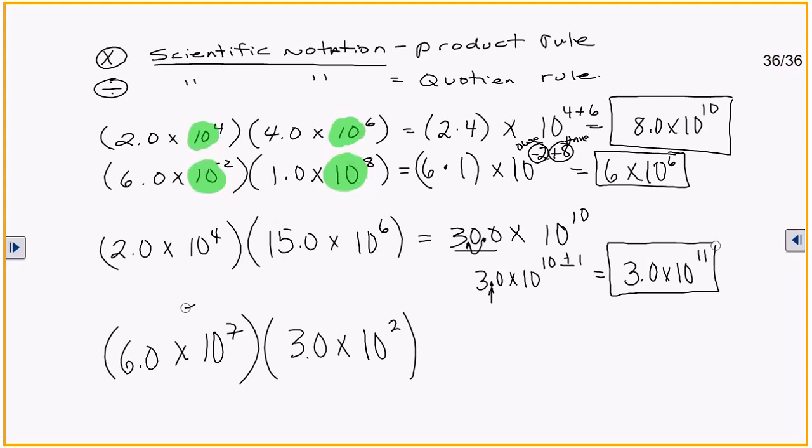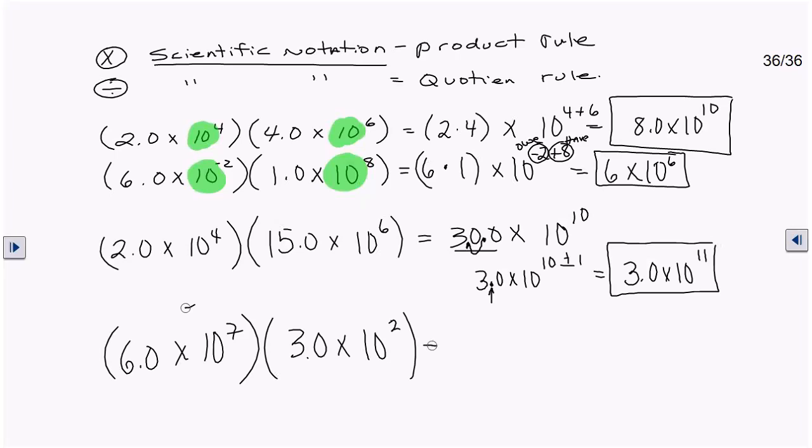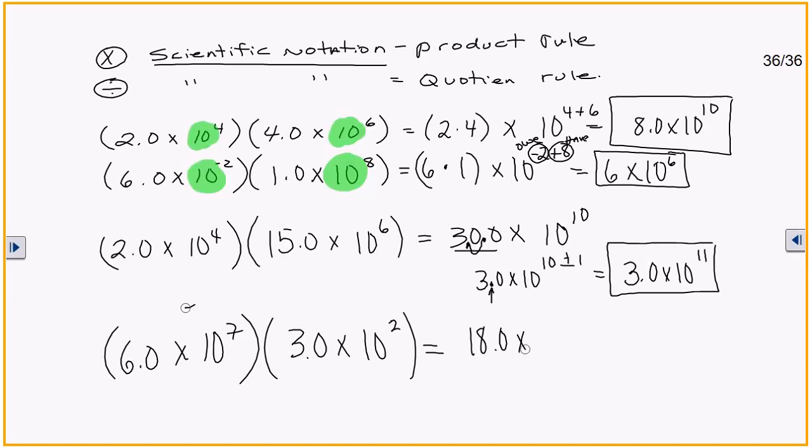So I'm going to do it again. 6 times 3 is 18. And 7 plus 2 is 9. I've got to move this one place. Notice I don't say anything about which direction.